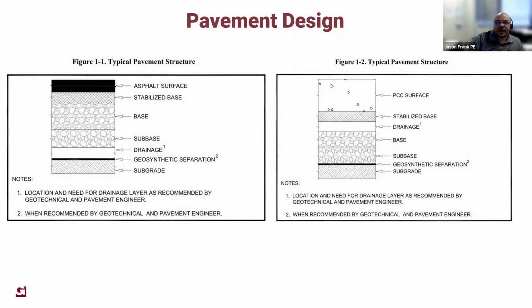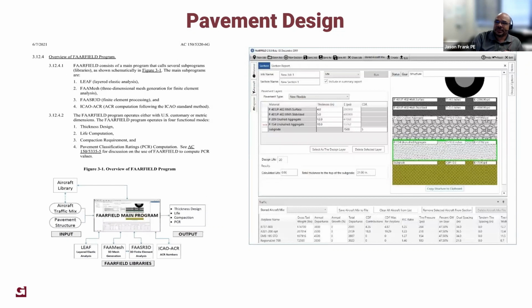aircraft mix. Here, a typical design is based in what the FAA calls their FAARFIELD program. So it's a layered elastic analysis of pavement. And essentially what you do on the right side, you can see at the very bottom, we input all the aircraft that are known to come into the airfield, their weights, average weights, their number of departures, any expected growth that might come from that aircraft, and it kind of generates what they call the cumulative damage factor, and analyzes each one to see which one is really the worst.